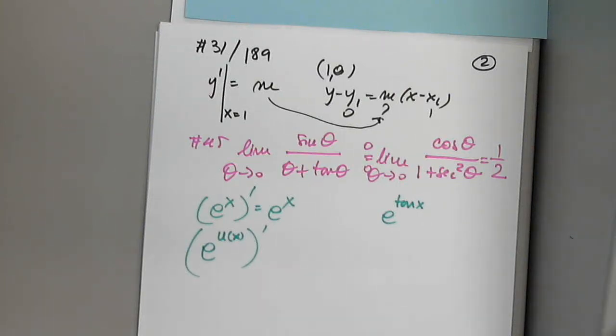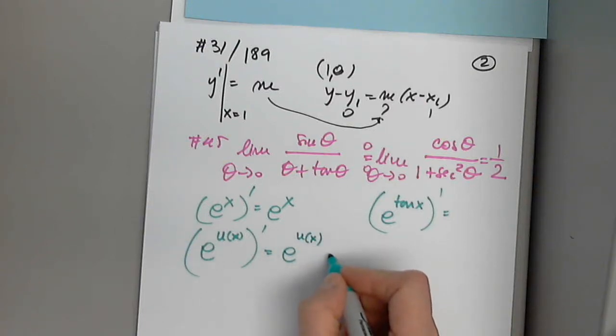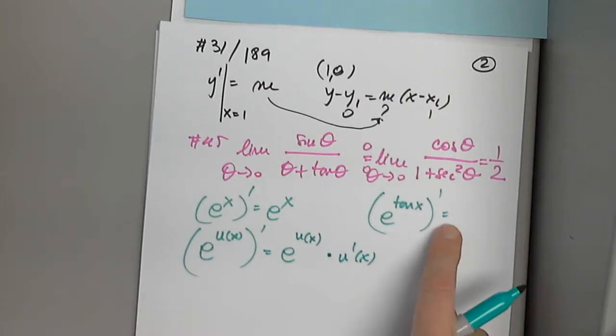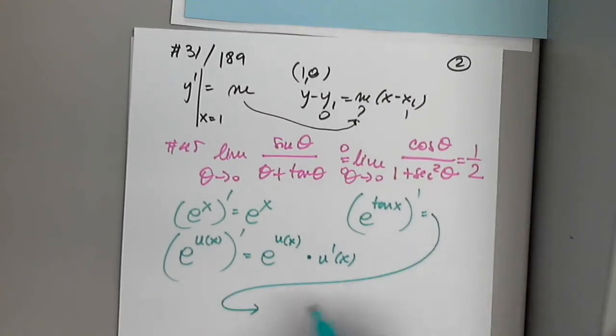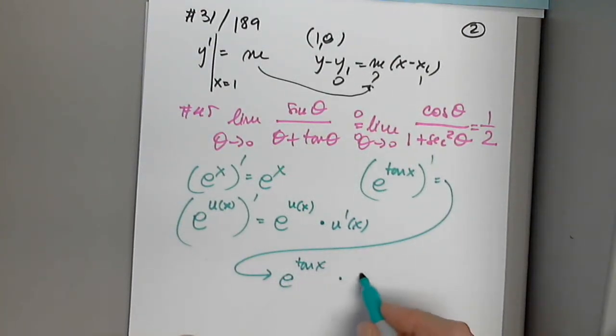Perfect. So if I want to differentiate this by the chain rule, can anyone guess? e to u of x times u prime of x. Exactly. Absolutely. So if I want to differentiate this, it's e to tangent x times secant squared x, because that's the tangent prime. Exactly. So that was one thing that I wanted to clarify.